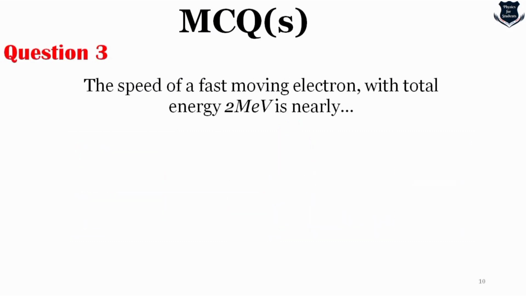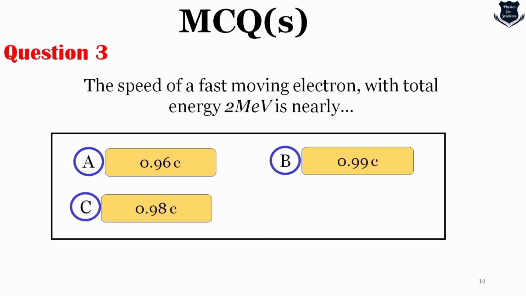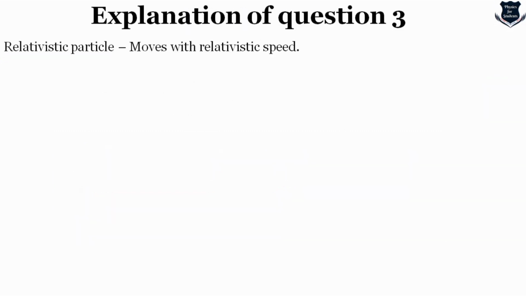Okay. So here is another small question. The question says that the speed of a fast moving electron with total energy 2 mega electron volt is nearly what? 0.96c, 0.99c, 0.98c, or 0.97c. So just note that we are given the total energy in mega electron volts. Okay, so this is the question.